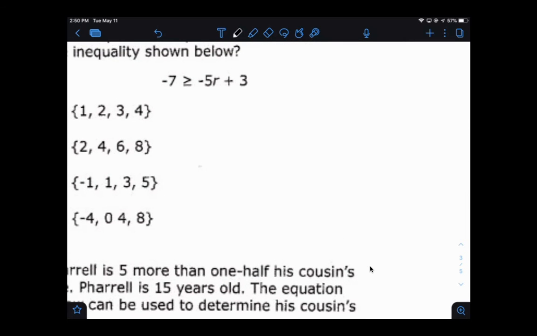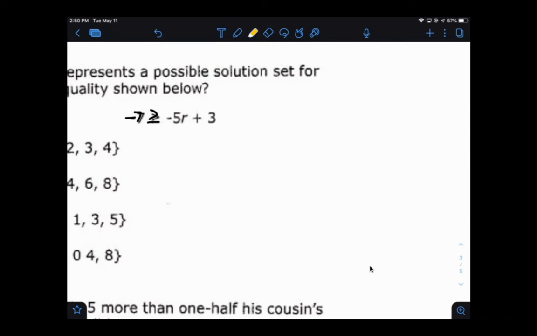So look, here I have an inequality that says negative 7 is greater than or equal to negative 5 times r plus 3. In order to solve this inequality, the very first thing I'm going to do is rewrite the inequality to have the letter on the left side, right? Because it's a lot easier to read when we read less than, greater than. So I'm going to rewrite the inequality so the variable, or the letter, is on the left side.